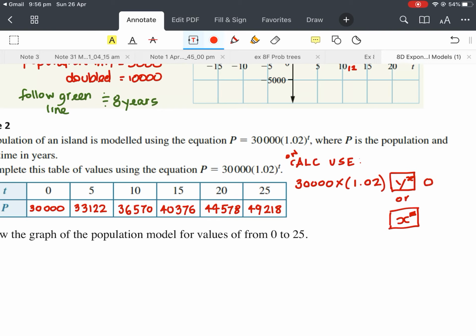Check and see if you get the same answers as me, please. Make sure you always practice. Don't just go straight for my answers, because you've got to double check to make sure you're using your calculator properly. Pause now and have a go at this table.